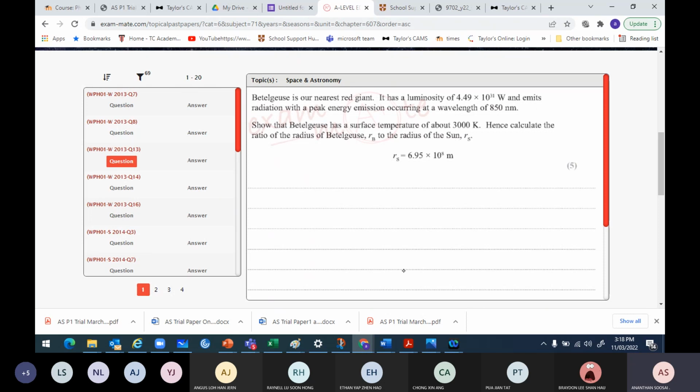So what formula to be used? So Wien's law, right? You know the luminosity, you know the peak wavelength. You know the peak wavelength, you can find surface temperature already. Lambda T equals to the constant, right? 2.9 times 10 power of minus 3, right? So you get that answer. So first one is Wien's law to find the surface temperature. Correct?